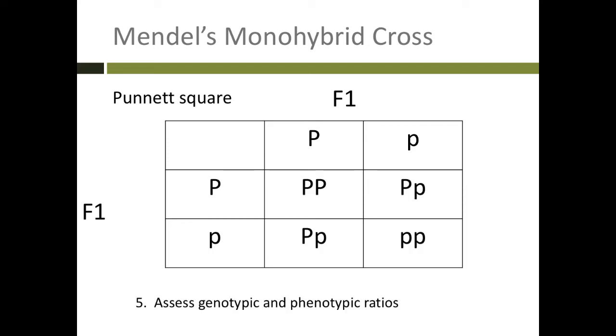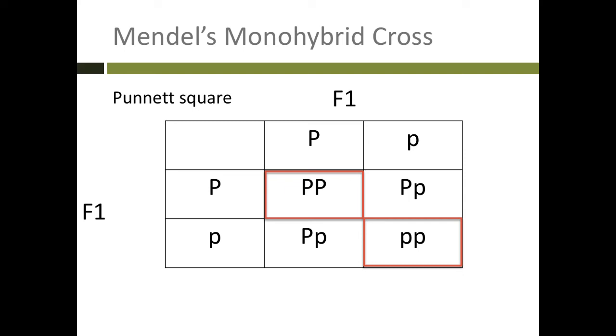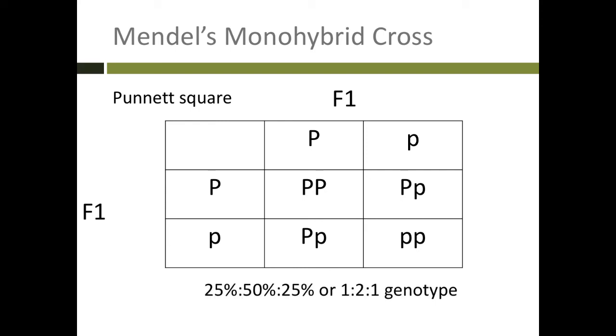Our last step is to assess the genotypic and phenotypic ratios. Each square in our Punnett square gives you a possible genotype of the offspring based on independent assortment of the alleles. There is one square where the genotype is homozygous dominant. That is 1 out of 4, or a 25% chance you would get this genotype. Likewise, there is a 1 in 4, or 25% chance that the offspring will be homozygous recessive. Notice that there are 2 squares where the outcome is heterozygous. That means you have a 2 in 4 chance, or 50% chance, that the offspring of the F1 generation cross will be heterozygous. So your genotypic probability is 25 to 50 to 25%, or 1 to 2 to 1 genotype.